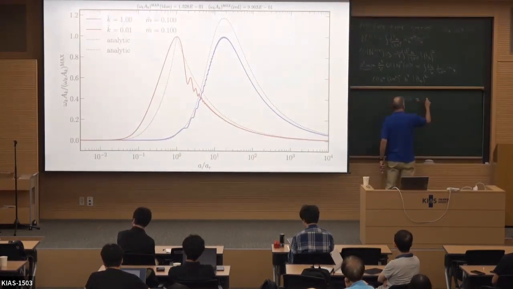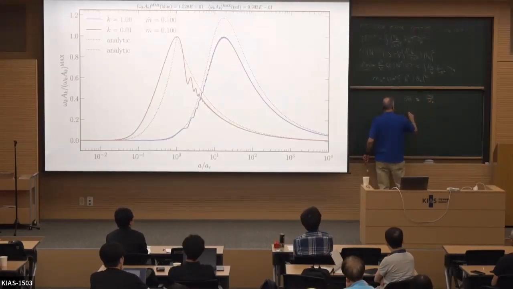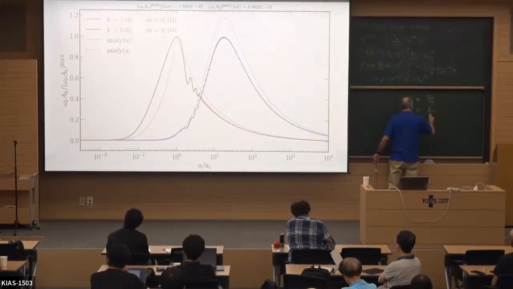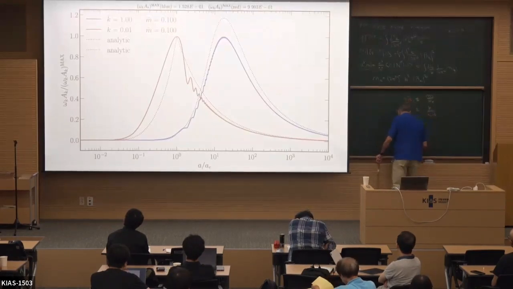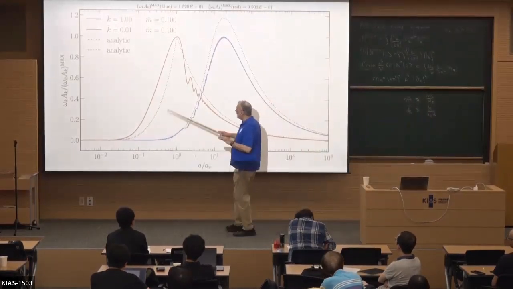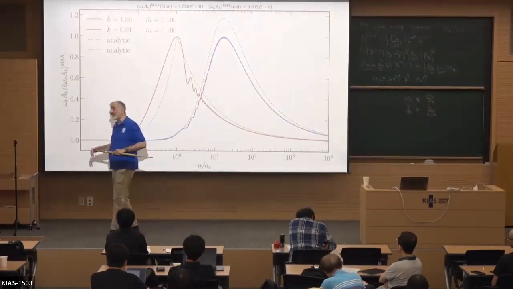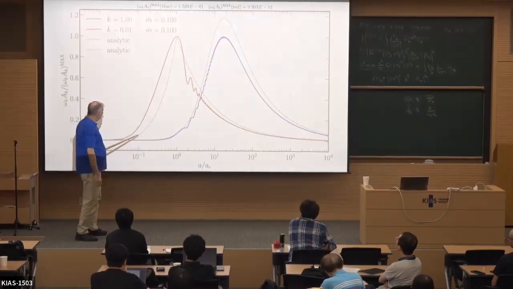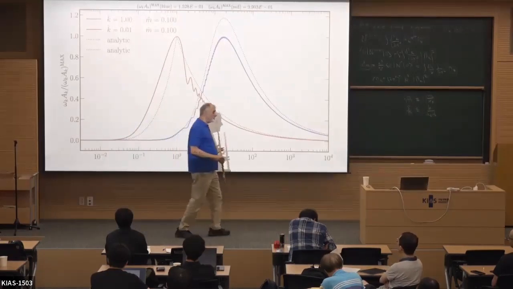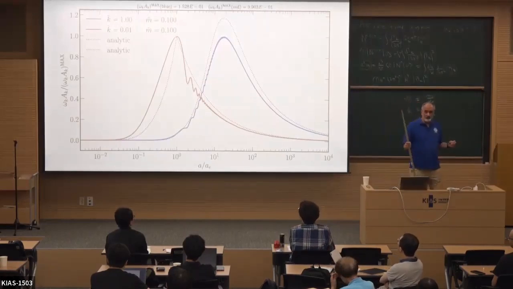M tilde will be defined as M over HE, the expansion rate at the end of inflation, and K tilde will be defined as K over AEHE. So the solid curves here are the numerical model for chaotic inflation, and the dotted curves are the analytic approximations gluing together de Sitter in a matter-dominated phase.